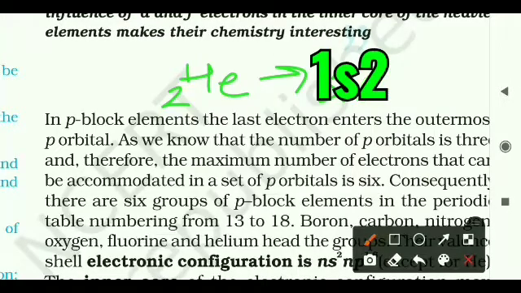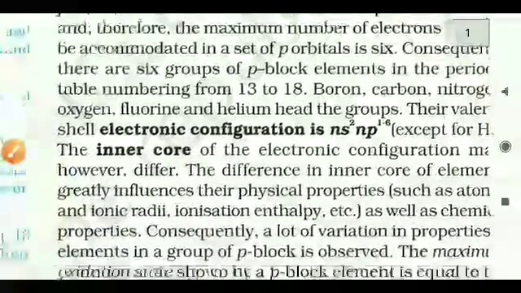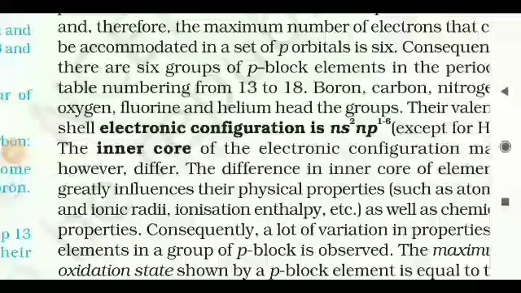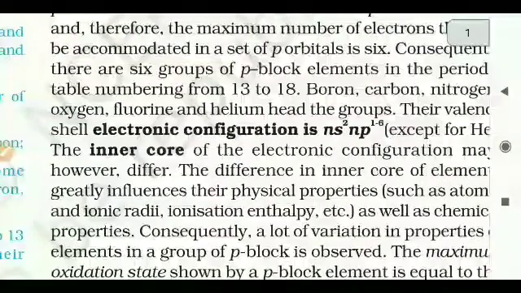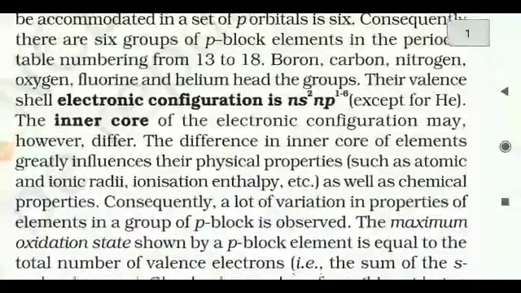Now come to the next part. As we have seen, the general electronic configuration is ns2 np1 to 6. Now the elements of p block element, as we have already discussed, the maximum of 6 electrons can be occupied in the p block element. That's why it is from 1 to 6. It has been shown here.